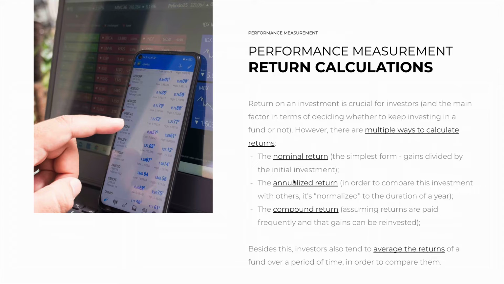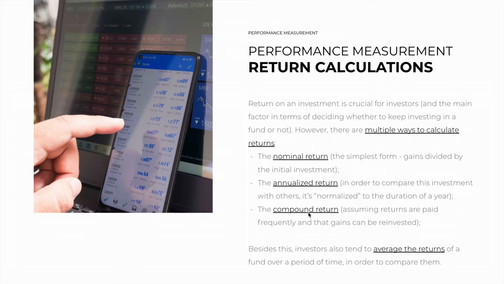Very simple. The second is the annualized return. These are the returns normalized for the duration of a year. This is so allocators can compare these returns to the ones of other instruments that are yearly. So for example, if they obtain 3% returns every single month for 2 months, they are going to simulate what that would be for a whole year so that they can compare this fund to other investment opportunities, which usually present returns in a yearly manner.